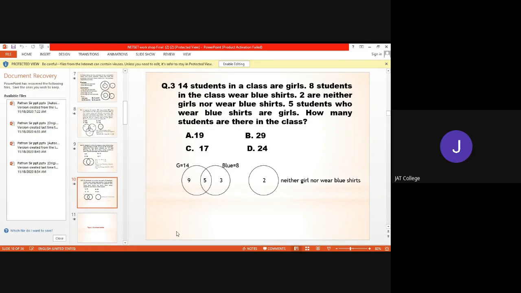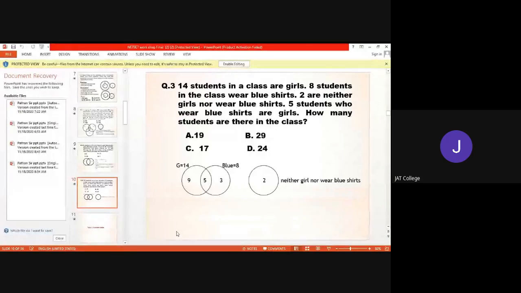Okay. Then 8 students in the class wear blue shirts. 8 students wear blue shirts. So we have to draw a circle for blue shirts also. Okay. Now here, two are neither girls nor wear blue shirts. So we have to draw a third circle also, and it does not overlap with the circle of girls as well as the circle of blue shirts. Okay. So we have to draw three circles.